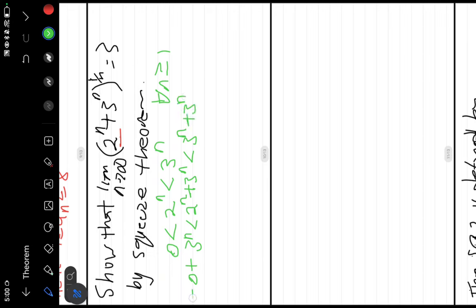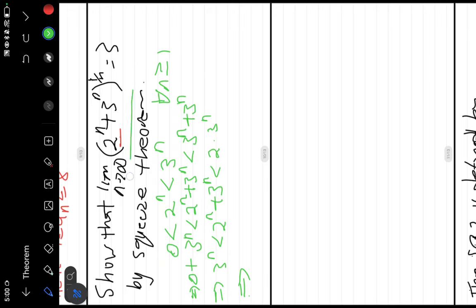This would imply that 3^n is less than 2^n + 3^n, less than this plus this. There are 2, so I can write 2 times 3^n. This is the easiest method to use. So this would imply there are 2 and they're the same.